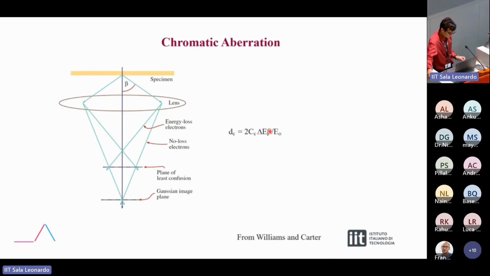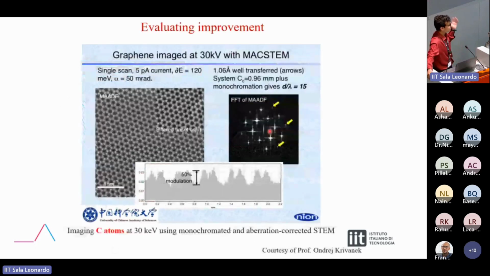So people thought, why not just remove the electrons which are off energy, which are not at the electron energy that I'm expecting. That's called monochromation. You just filter some electrons off that you don't want, and you get reduced current, of course. And the chromatic aberration is very significant at lower accelerating voltages.